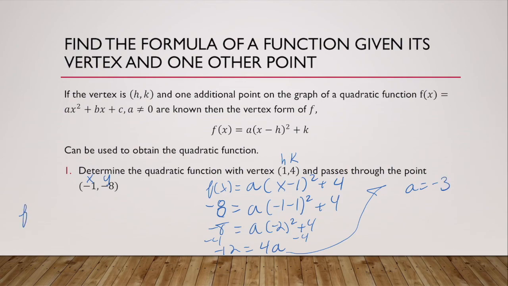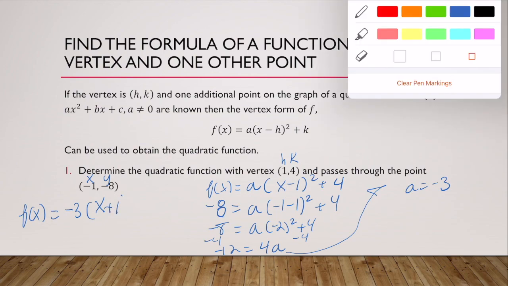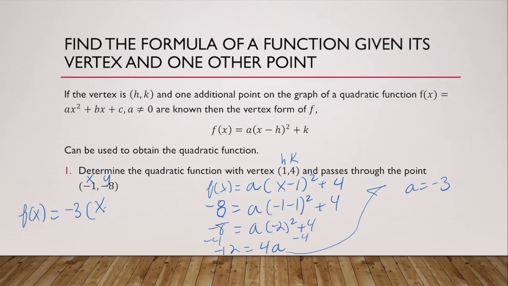So I can write the quadratic function in vertex form as f of x equals -3 times x minus 1 squared plus 4. I mistakenly said plus earlier; it should be minus 1, my apologies.